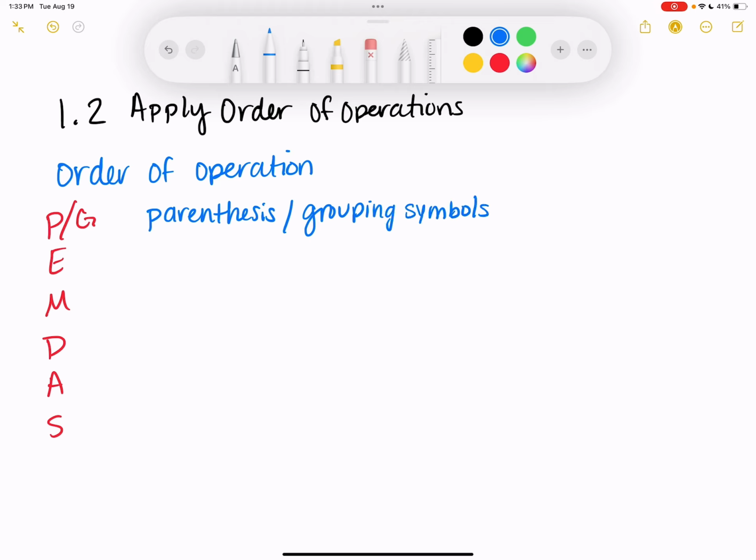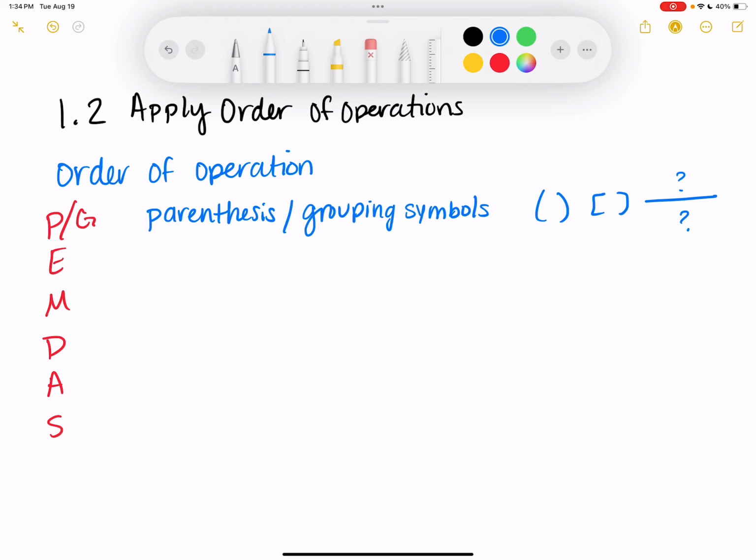So this can be anything from a parentheses, a set of brackets, a fraction bar with stuff above and below it. Those are kind of the most common ones that you'll see, but anything inside of a parentheses or a grouping symbol we do first. With the fraction bar, basically it says do the stuff on top first, then do the stuff on the bottom, then combine it. So grouping symbols are always the part we want to do first.